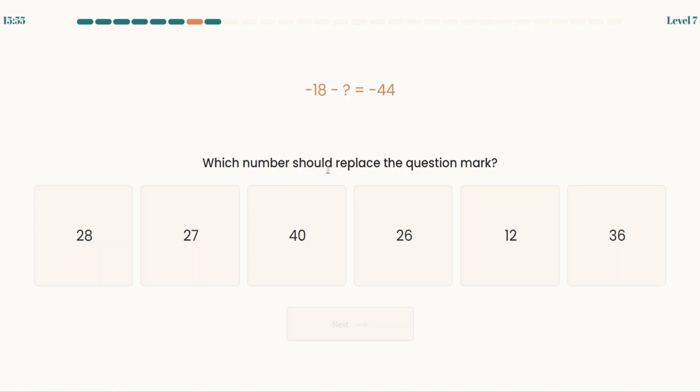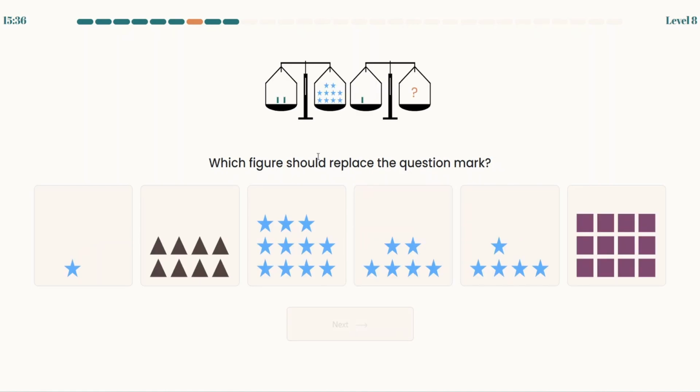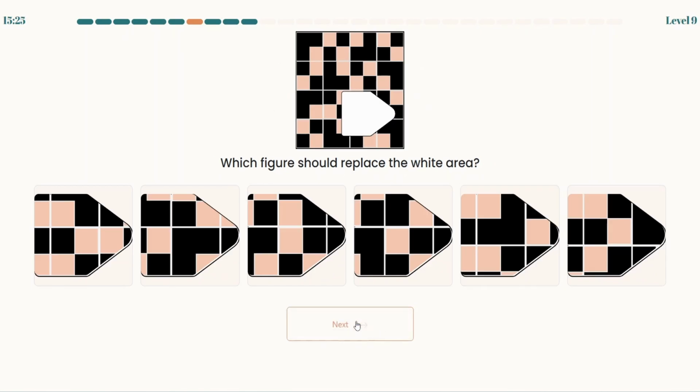Which number should replace the question mark? Minus 18, minus 44, minus question mark. So 44 minus 18, that's 34 minus 8, that's 26. 26 is correct. Okay, so if two blue dots is 10 stars, then one blue dot is 5 stars. 5 stars is correct.